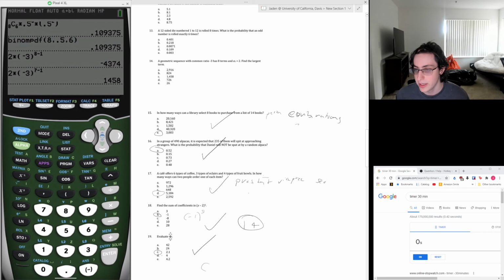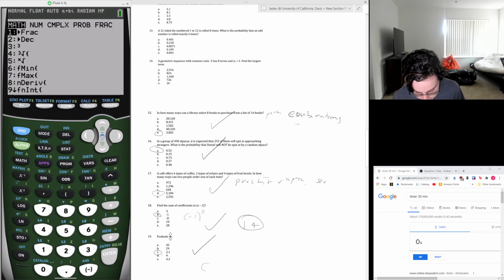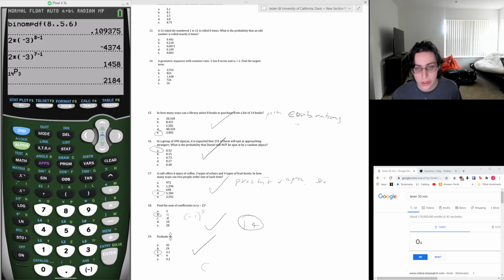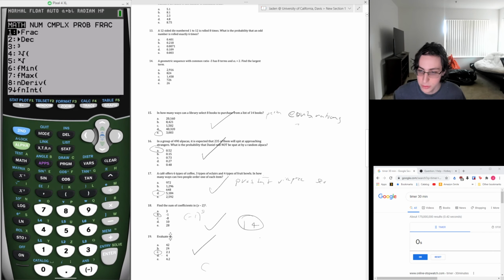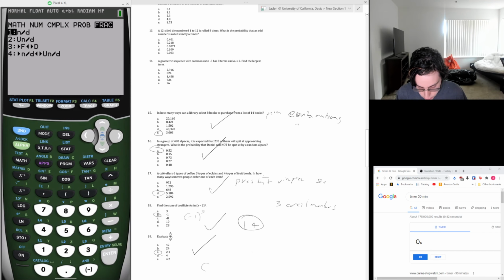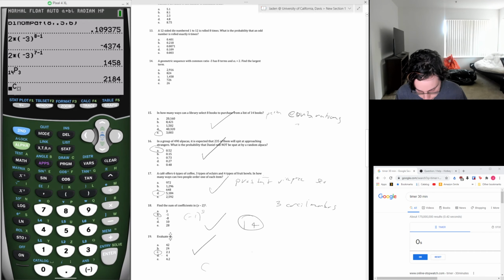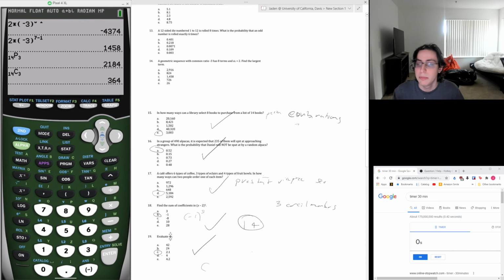This here is a permutation because the order does matter. So we would do 14P3, 2184 different permutations. But combinations would be something like choosing 3 council members, where it doesn't really matter who's who. That would be 14 choose 3. They're slightly different mathematical formulas. I don't really feel like explaining them. So that'd be 364 different ways.